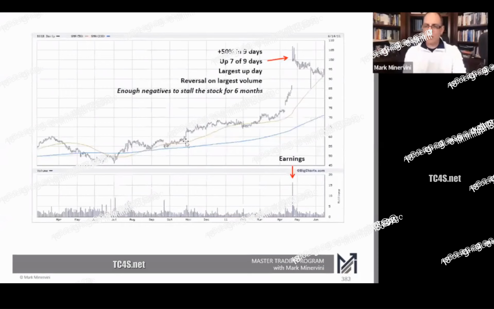Again, here you see, it comes out of a base here. Now getting later stage. This is actually on earnings. Sometimes you'll have earnings and the stock will gap and top on good news. Again, for some, it might be hard to sell because, oh my God, they just came out with this great earnings report. 50% in 9 days, up 7 out of 9 days, largest up day, reversal off the top on the largest volume. So really, in one day, you've got a whole bunch of sell signals all at one time. All right, let me show you a few more.